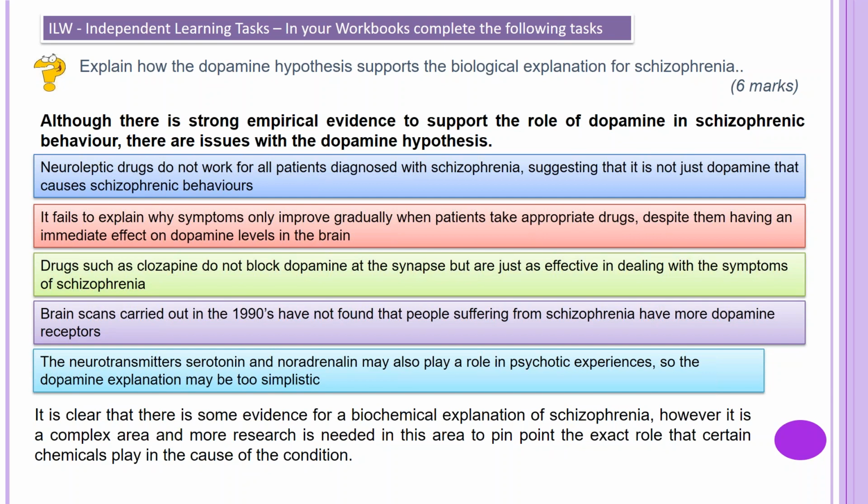It is clear that there is some evidence for a biochemical explanation of schizophrenia. However, it is a complex area and more research is needed in this area to pinpoint the exact role that certain chemicals play in the cause of the condition.